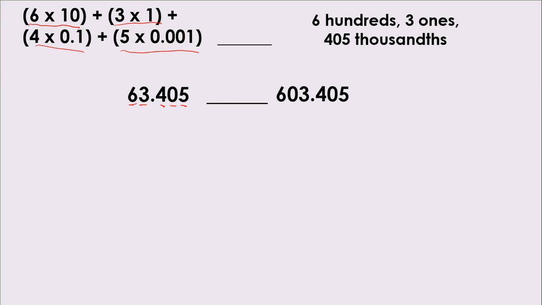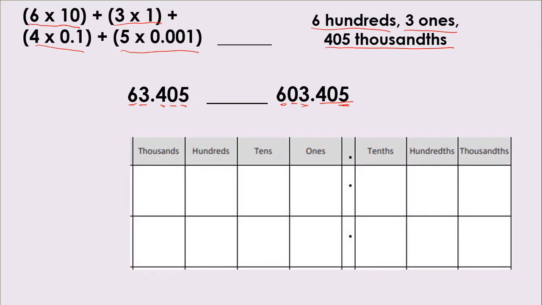Moving on to unit form, we see the 6 is in the hundreds place, so we put a 6 in the hundreds place. There's no tens, so that's why there's a 0 in the tens place. 3 ones, and then 405 thousandths. That's why we wrote 405, and the 5 is in the thousandths place. Now we're going to put both of these numbers into the place value chart.